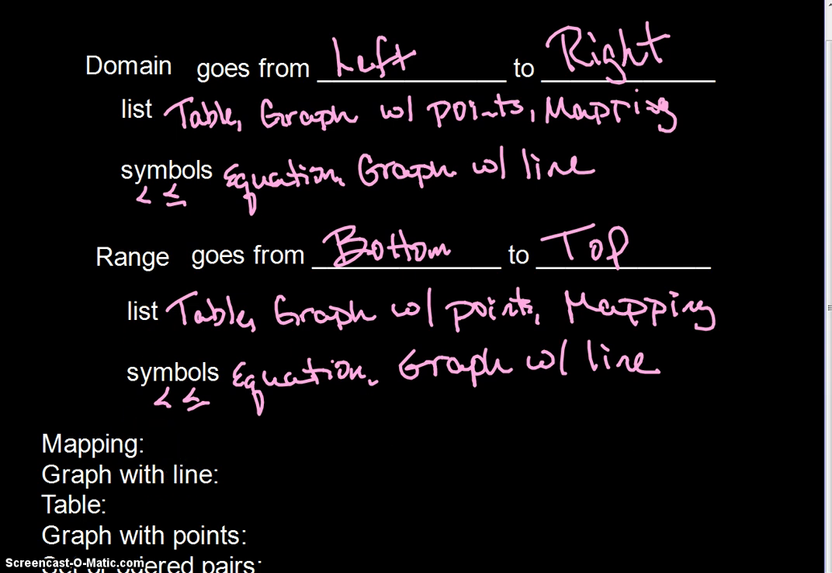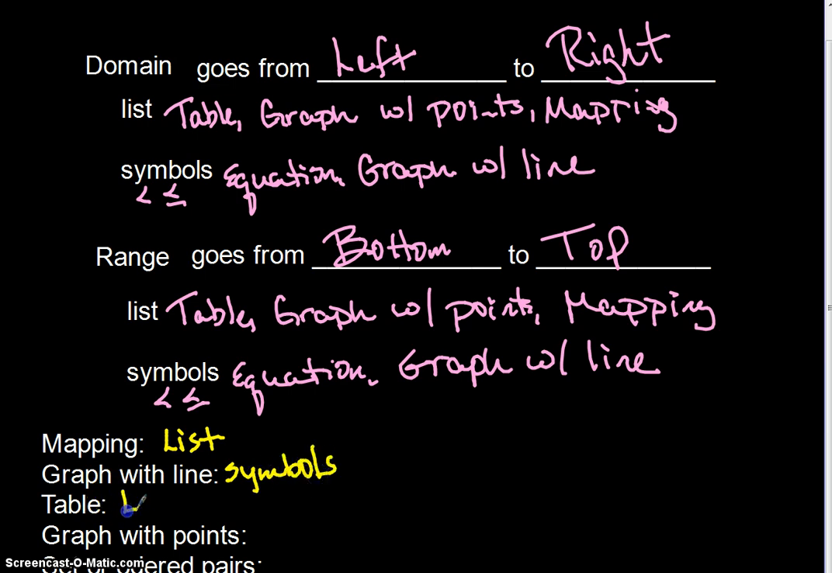Okay? So real quick, let's remember what a mapping looks like. A mapping is when they have this, and they have 1 and 2, and they have this, and they have 5 and 6, and they have their lines drawn. Okay, that's what a mapping looks like. So when they give you a mapping, you're going to give a list. If they give you a graph with a line, you're going to use your symbols.